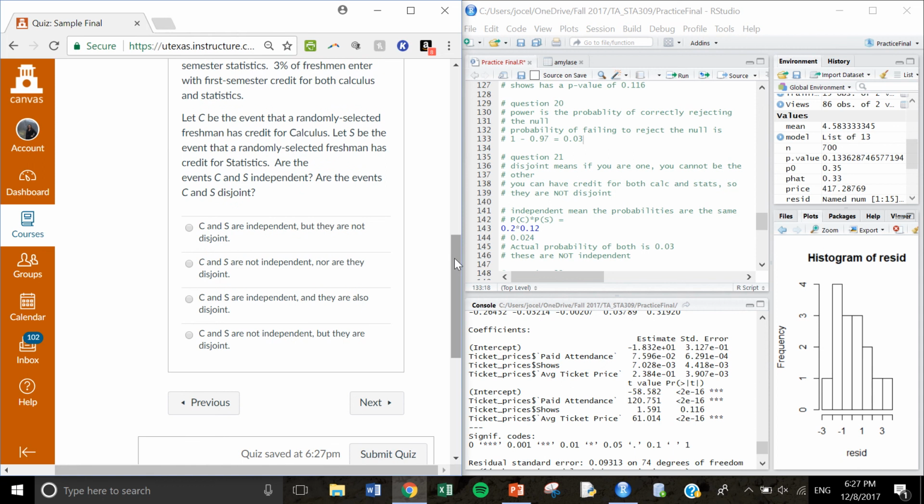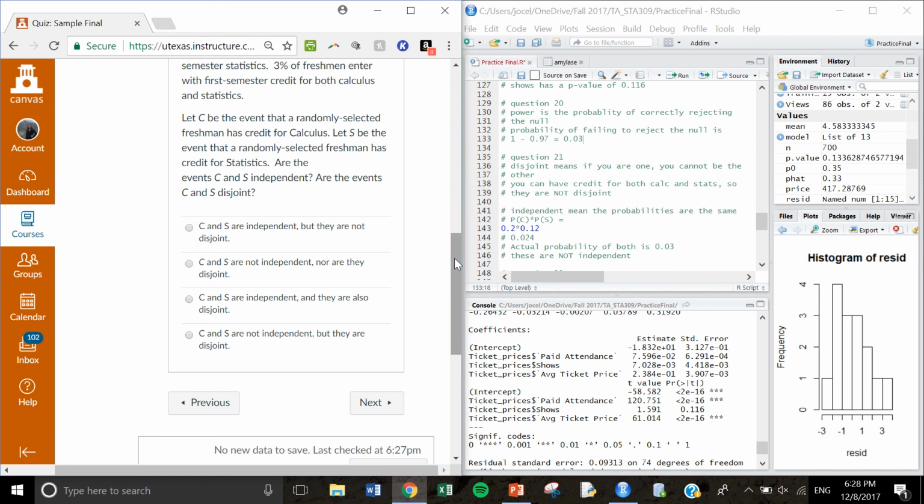Disjoint means if you're one of them, you can't be the other. So that would mean if you have credit for calc, you can't have credit for stats. But because some people have credit for both calc and stats, we can eliminate disjoint right away. They are not disjoint.